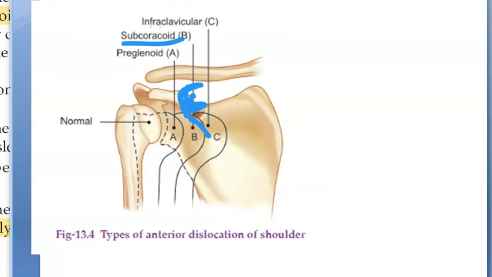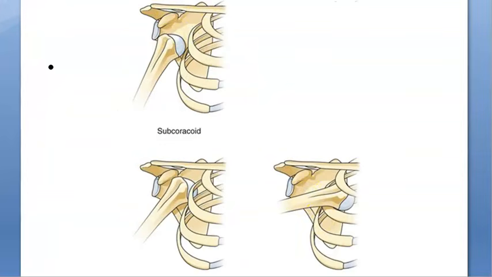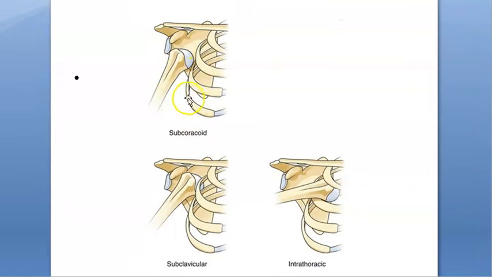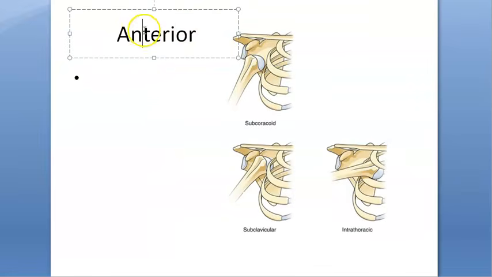And then you have below the clavicle. That is not common. Which is the commonest? Subcoracoid. Okay. In this diagram, see, so nicely they have shown that subcoracoid is most common. So they have put it here. Subcoracoid is below the coracoid process. Very good. And then here subclavicular is below the clavicle. And this has gone so much inside the ribs itself. This is intrathoracic. All these are anterior. What are all these? Anterior dislocation of the shoulder.